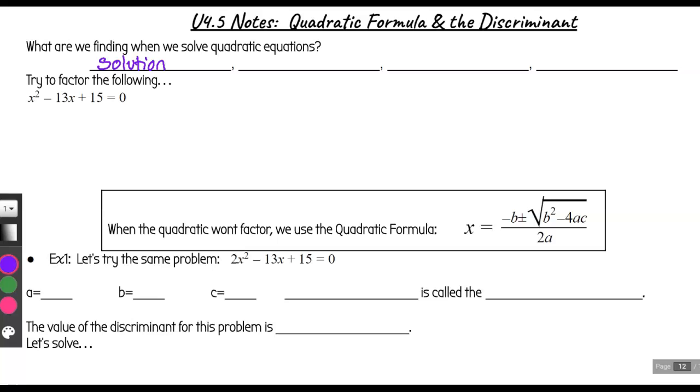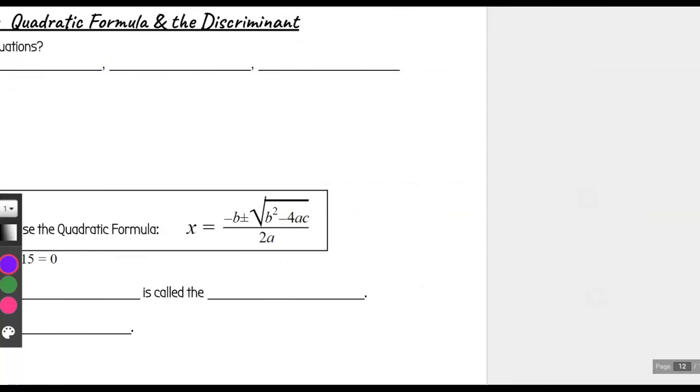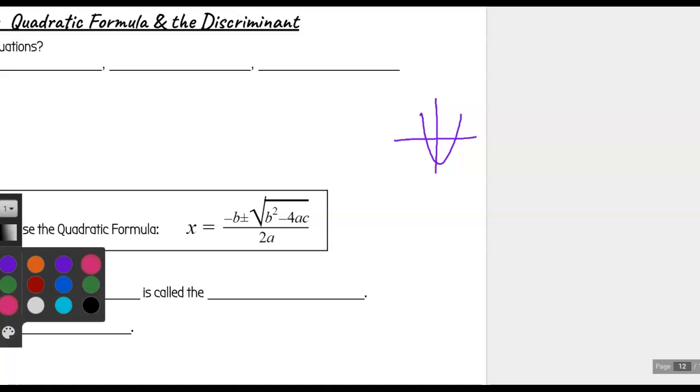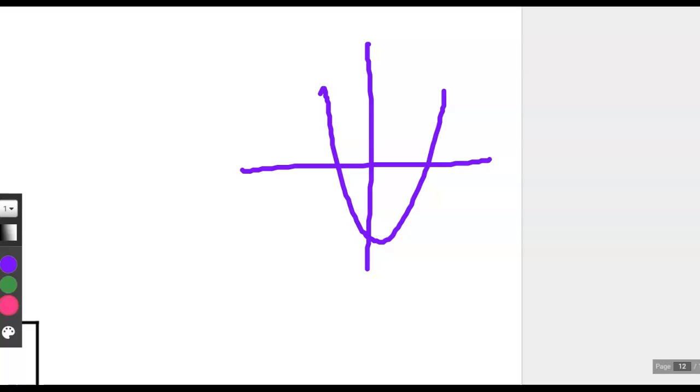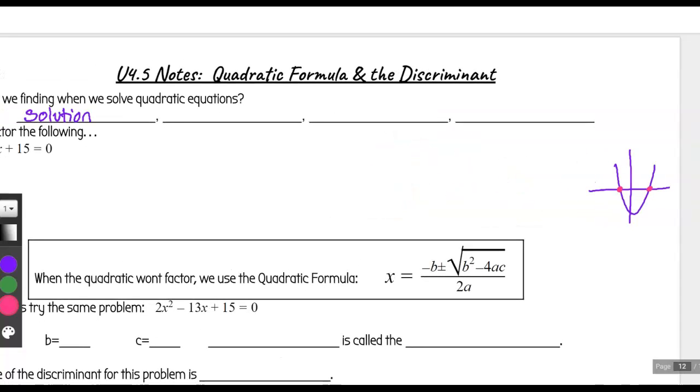Solution is literally the better word for answer, so no, not quite. What's another word for a solution to a quadratic? Where are the solutions? Not the x and y intercepts. The x-intercepts. That's what we're trying to solve for here.